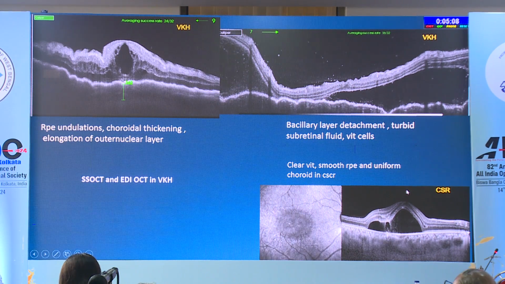CSR is one of the very important differential diagnoses of VKH disease, especially if it comes in the early stages. You can see in the OCT here how clear the vitreous is in the CSR with a smooth RPE, whereas you can see the RPE undulations, the choroidal thickening and the elongation of the outer nuclear layer in the VKH, and the vitreous cells which are there in VKH with the turbid subretinal fluid and what we call the bacillary layer detachment here.